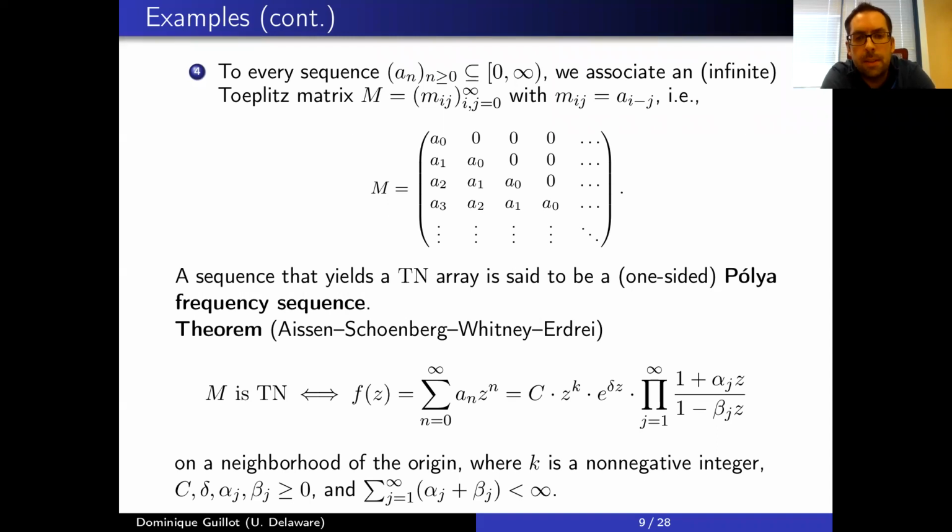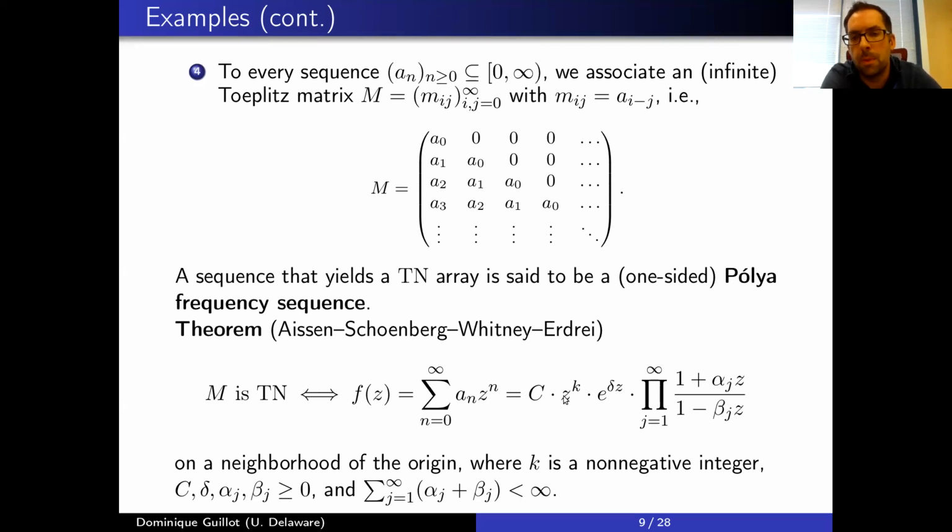And the characterization is as follows. Suppose this matrix is totally non-negative. What you do is take that sequence and use it to define the following power series: the sum of a_n z^n. If the matrix is totally non-negative, what you can show first is that this function defines an analytic function on a neighborhood of the origin. And that function extends everywhere to a function of the following form.